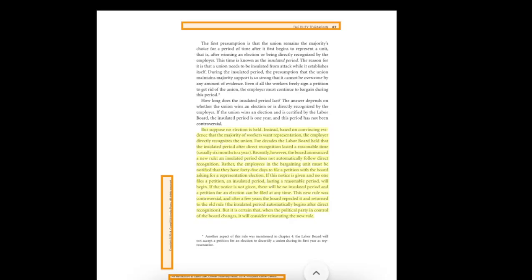Rather, the employees in the bargaining unit must be notified that they have 45 days to file a petition with the board asking for a representation election. If this notice is given and no one files a petition, an insulated period, lasting a reasonable period, will begin. If the notice is not given, there will be no insulated period and a petition for an election can be filed at any time.